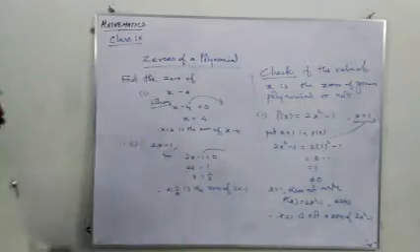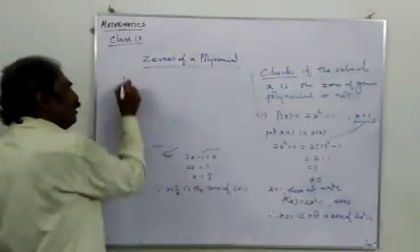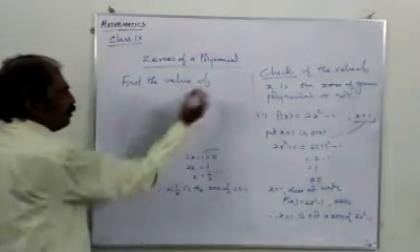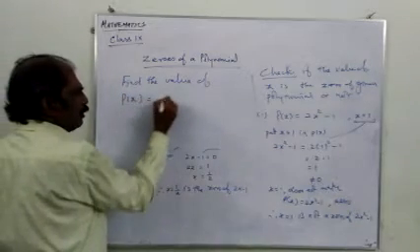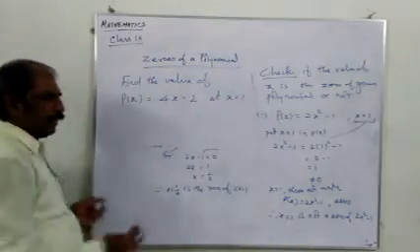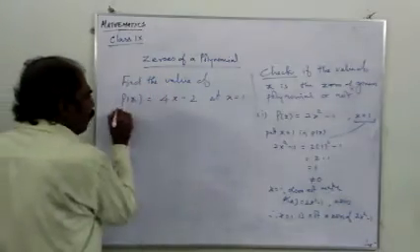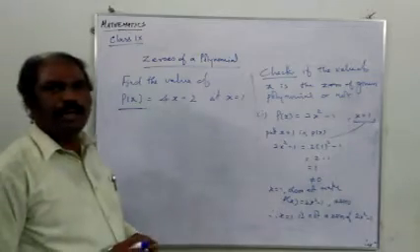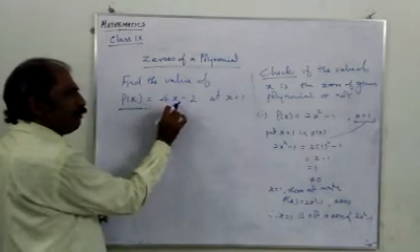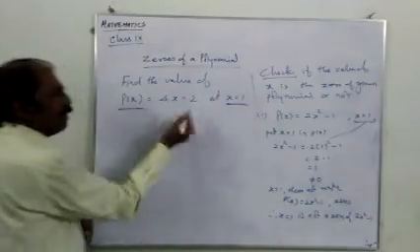And now suppose we are asked to find the value. Sometimes we may be asked to find the value of p of x equal to 4x minus 2 at x equal to 1. Do you understand the question? Find the value of the polynomial. A polynomial will have different values: for every value of the variable, the value of the polynomial will be different.